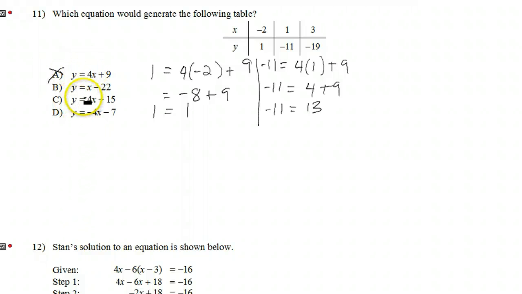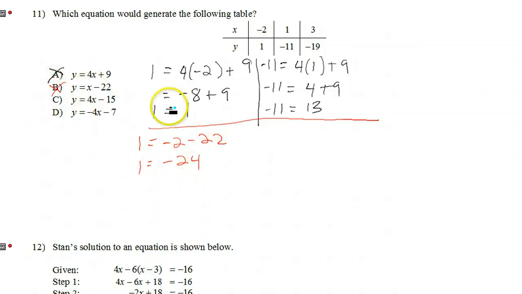So now we move on to the next one. So I'll plug in the same thing, -2 for x, and see if we get 1 for y. So I'll do this in a different color. Let's do that one in red. So if I plug that in, I get -2 for x, minus 22. And let's see if we get 1 for y. And if I subtract this, I'm going to get -24, which is obviously not the case.